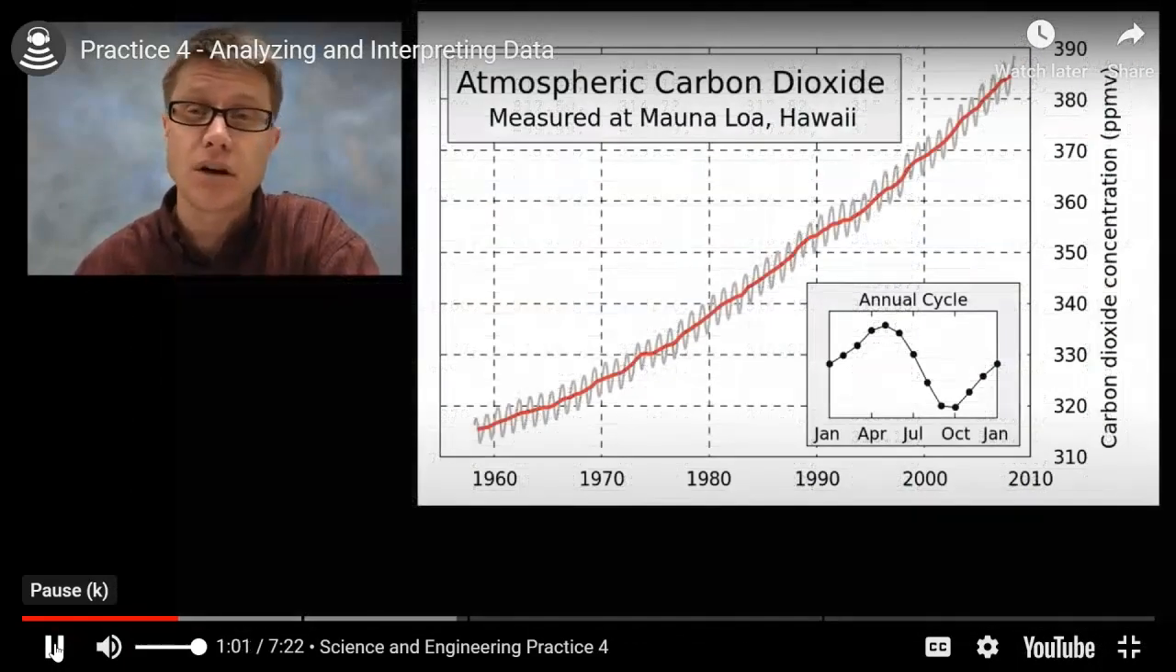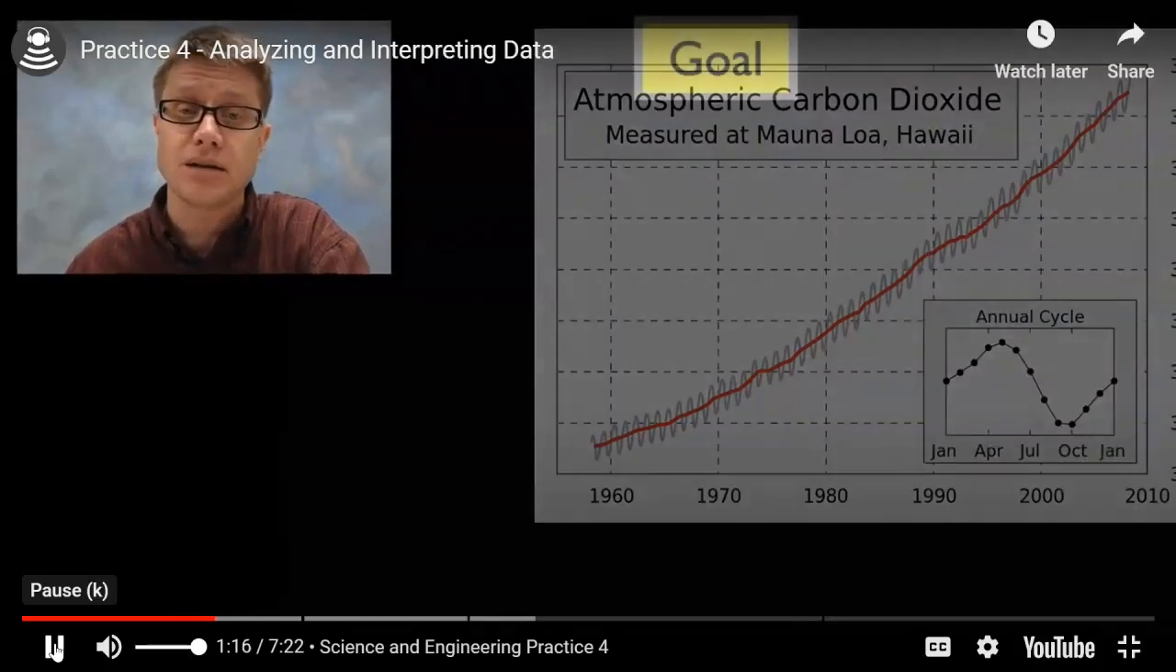This shows how atmospheric carbon dioxide has increased over time. Again, that's going to account for a lot of the global warming that we're seeing because a lot of that carbon is coming from us. And so it's important that we can put the data together and then present it in a way that we can make meaning from that.